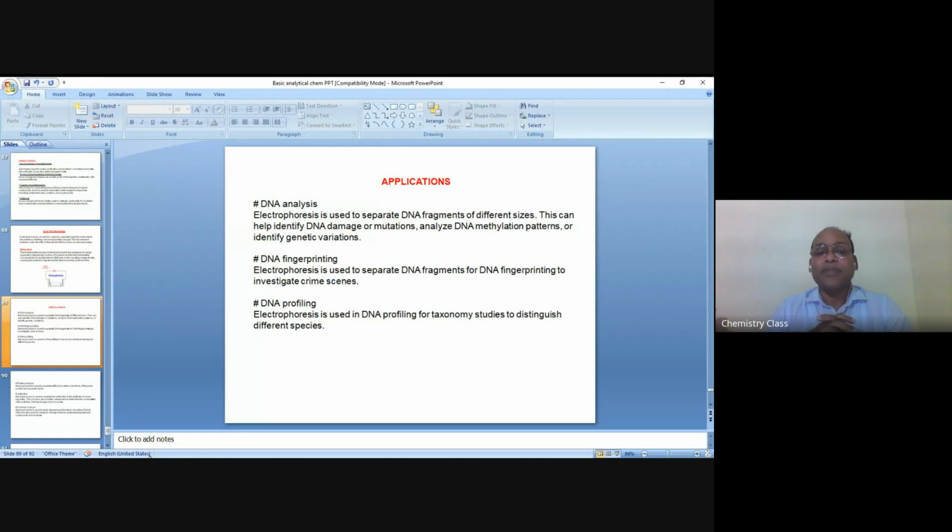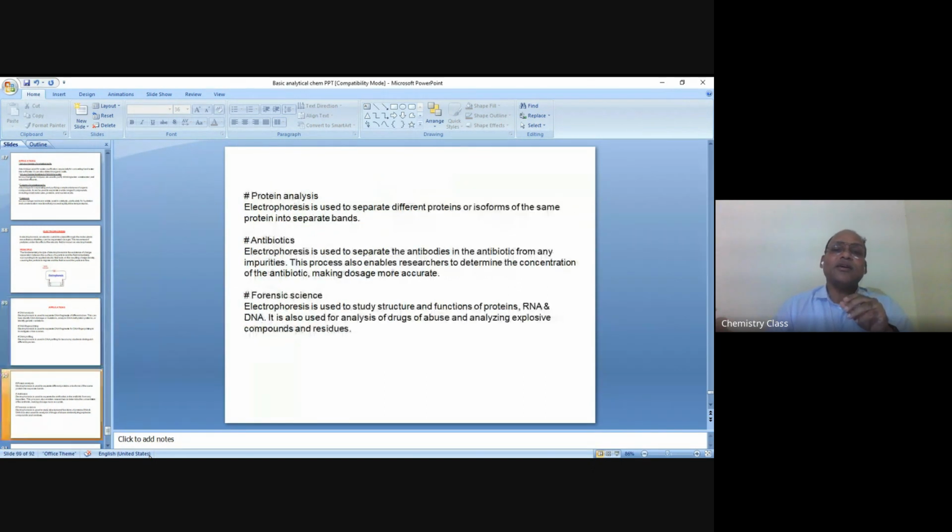DNA fingerprinting. Electrophoresis is used to separate DNA fragments for DNA fingerprinting to investigate crime scenes. DNA profiling. Electrophoresis is used for DNA profiling in taxonomy studies to distinguish different species. Okay, these are the things. And also protein analysis. Electrophoresis is used to separate different proteins or isomers of the same protein into separate bands.